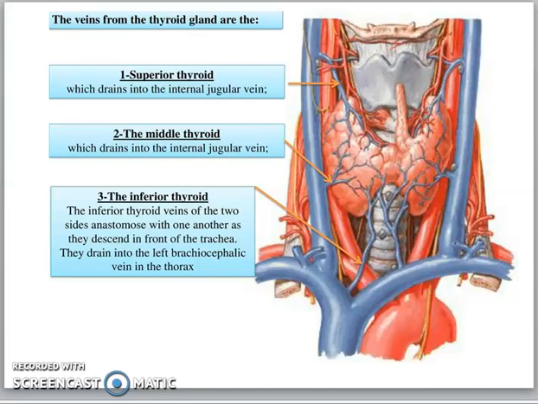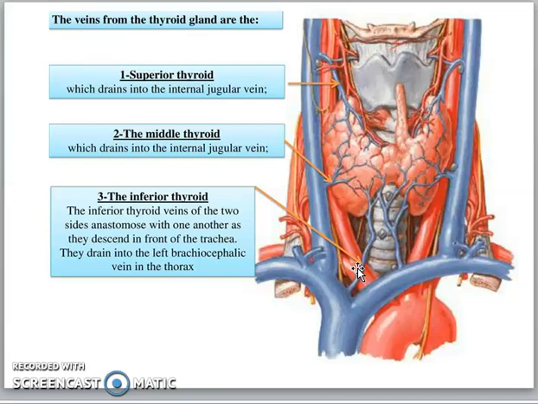Now, the veins follow. The superior thyroid vein drains into the internal jugular vein. This time there is a middle thyroid vein that drains into the internal jugular, whereas the inferior thyroid vein drains from both sides, or anastomoses from both sides with one another, and then descends in front of the trachea. You can see this in front of the trachea, and then it empties into the left brachiocephalic vein in the thorax. That is the inferior thyroid vein, while the superior and the middle thyroid veins drain into the internal jugular vein.